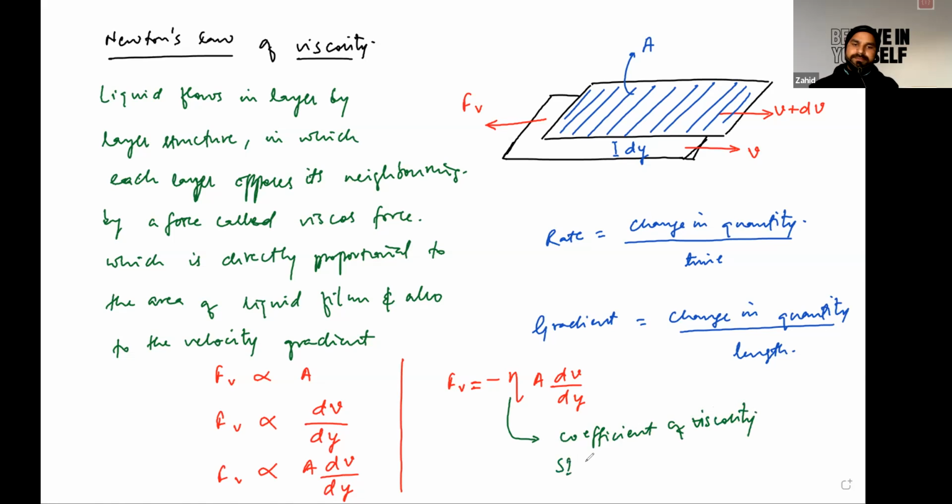It has SI unit Pascal second and CGS unit poise, and there is a relation between these two terms. 1 Pascal second is equal to 10 poise.